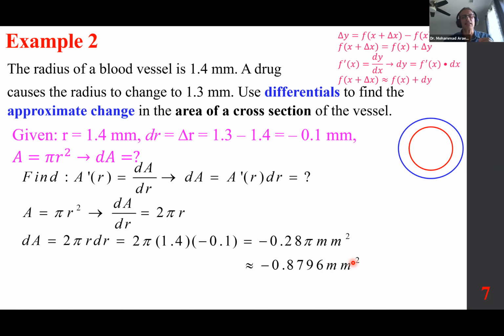Now, what about exact? Anybody knows how we can find the exact difference? In other words, never mind using the differential. Let's go back to algebra and say, okay, what would be the exact change? How would you find the exact change as the blood vessel has a radius of 1.4 and it goes down to 1.3? What is the exact change in the area? Any ideas?